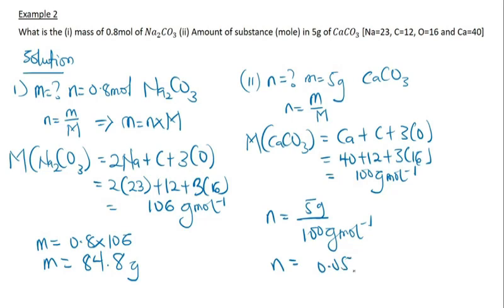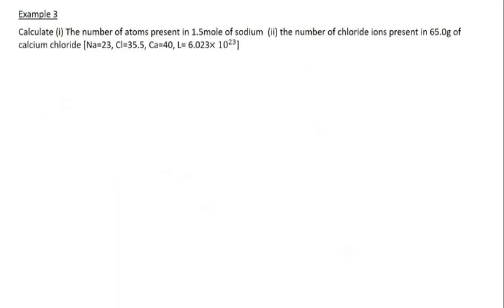0.05 moles. Alright, let's have a look at another example. We are to calculate I, the number of atoms present. The number here means capital N. So, the number of atoms present in 1.5 moles, our small n, of sodium.